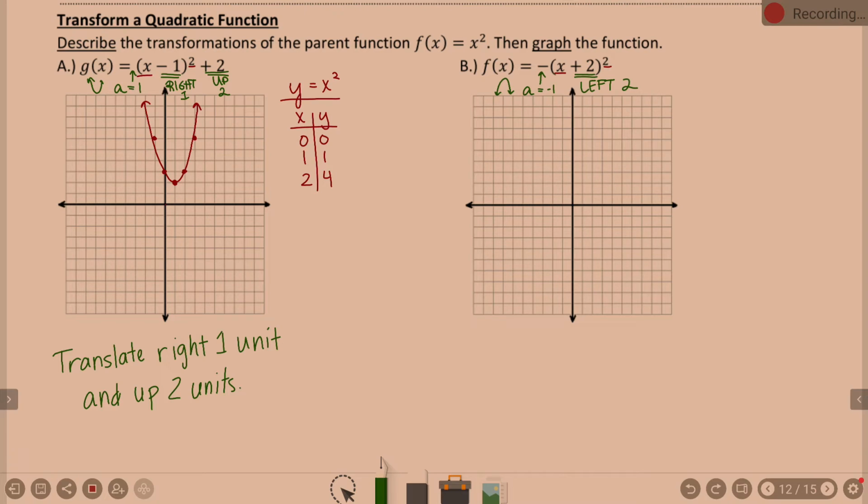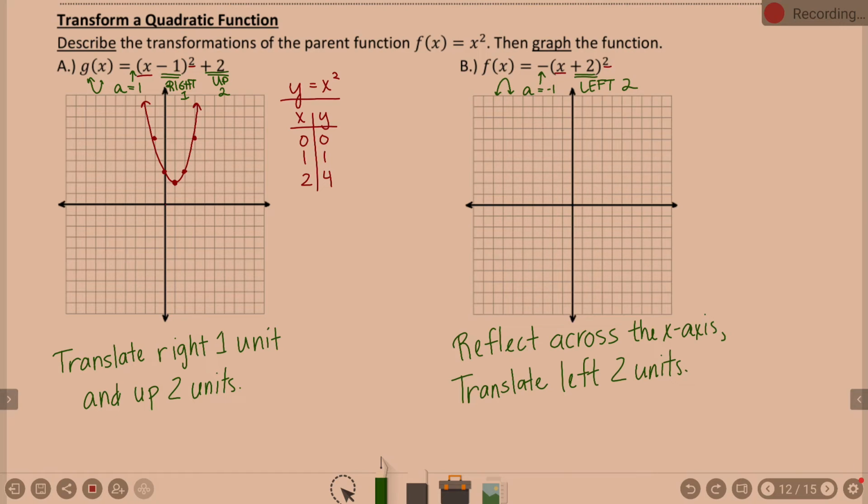Okay, did you write it in words? We said the negative is going to tell us to reflect across the x-axis, and my good mathematical word for the other part is to translate. Where are we translating? Left 2 units. Okay.